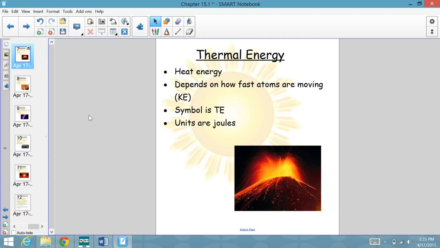And this depends on how fast the atoms are moving within that material. So thermal energy is a type of kinetic energy. The faster the molecules and atoms inside of a substance are moving, the more kinetic energy they have, which means the hotter the object will be and the more thermal energy it will have. So lava is a great example of thermal energy. The atoms in the lava are moving very, very fast, and they have a lot of kinetic energy. The symbol for thermal energy is TE, and the units are joules.